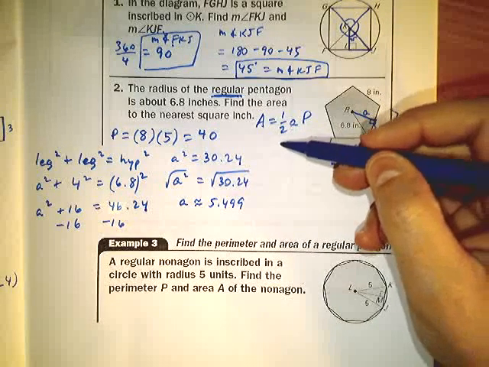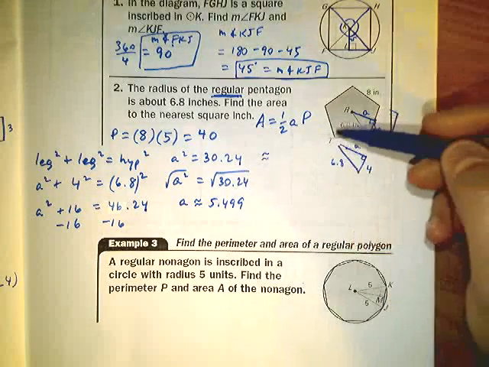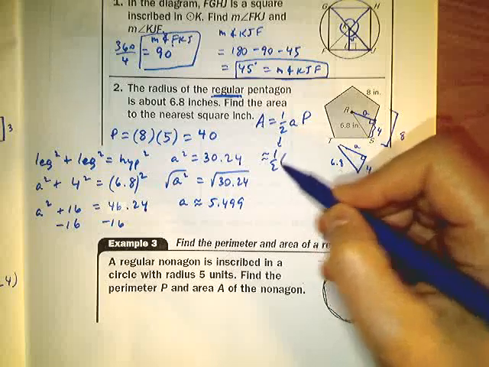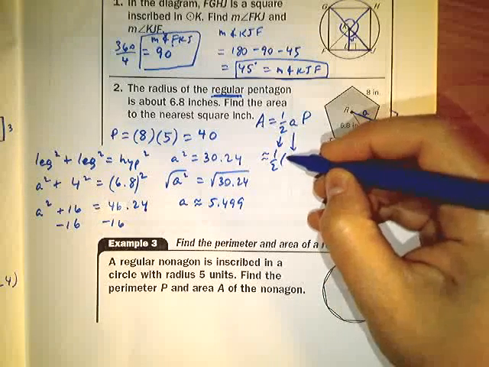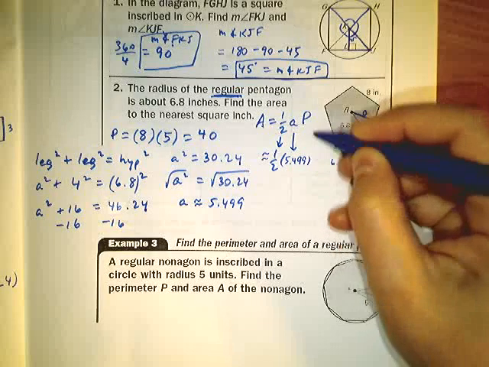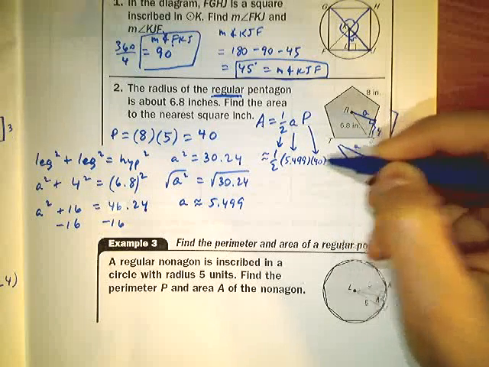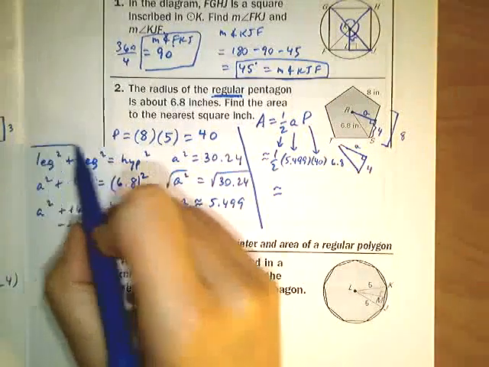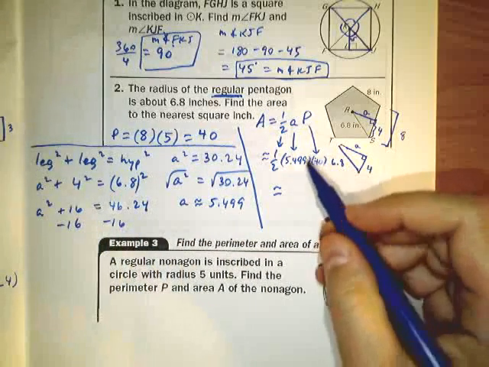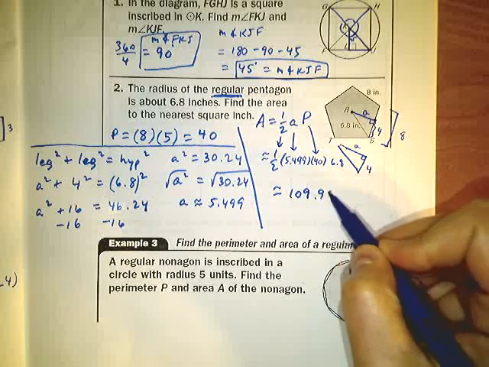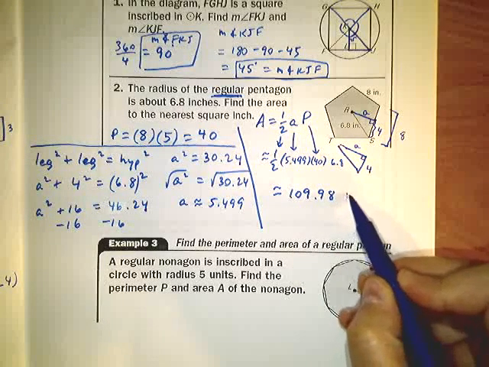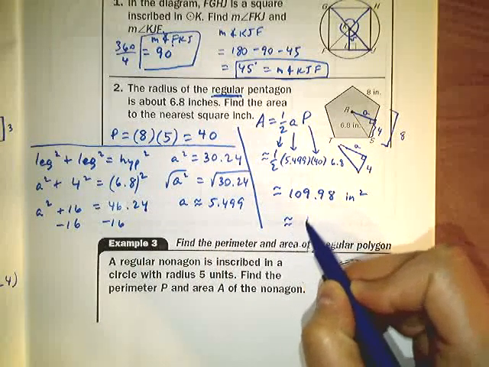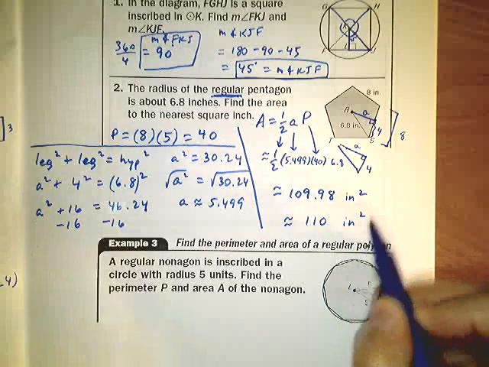So now we have enough information to put it all together in our formula. So I've got 1/2 times 5.499 times 40. So I have an overall area of 109.98, and the units are inches squared, but they want me to round this off to the nearest square inch, so that would be approximately 110 square inches.